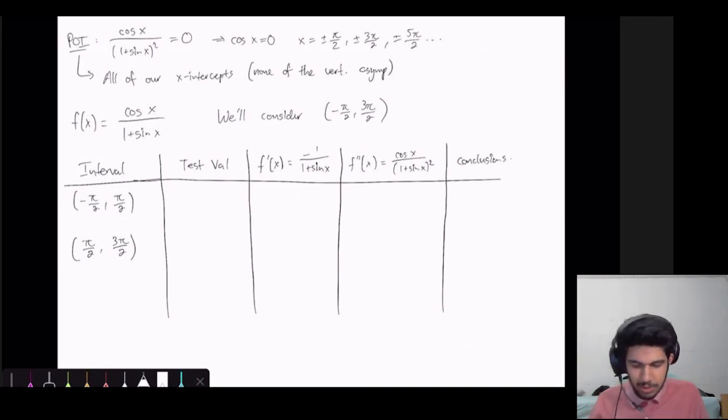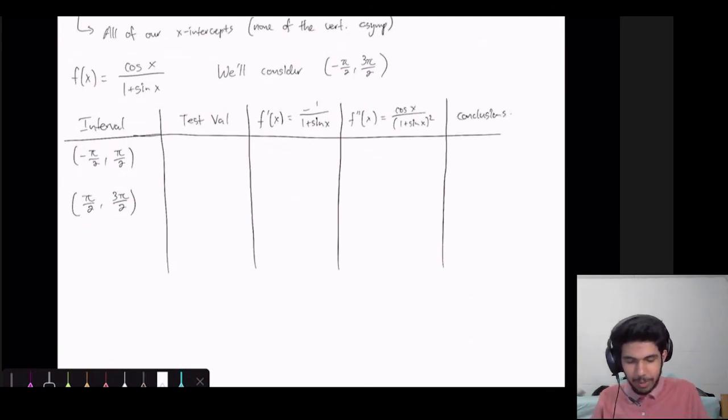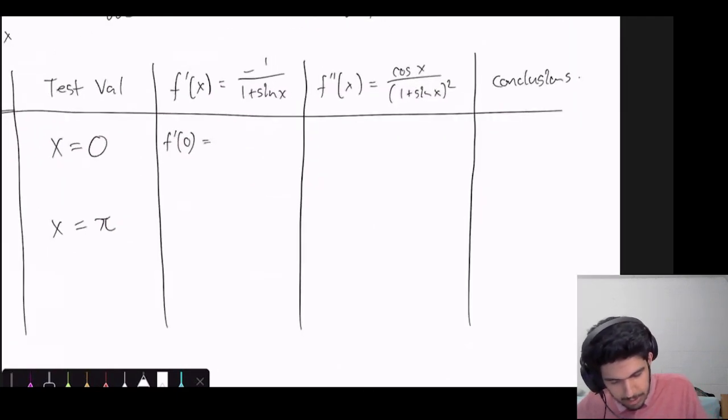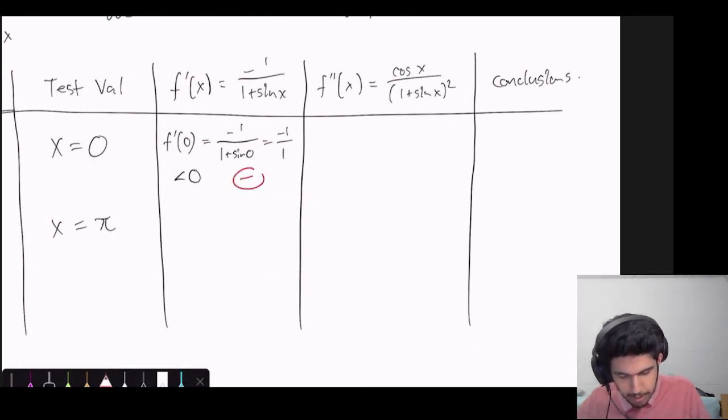So lots to do. Choosing the test value is my favorite part. Just got to look within this interval and choose something nice. I like the value 0. And then for the second one, a little bit less nice, but we'll choose x equals pi because we're dealing with trig functions. So f prime of 0. This is equal to negative 1 over 1 plus sine of 0. Sine of 0 is equal to 0, so that's less than 0, negative 1 over 1. So we put a negative sign there.